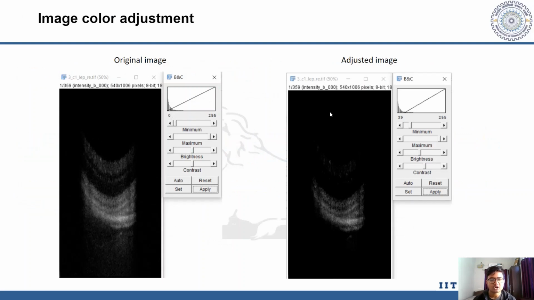Now, as we talked about, I have used a software called ImageJ for all the image processing part. So here's the image color adjustment. This is the original image provided to me by Dr. Mayank Goswami, who is an assistant professor at IIT Roorkee. And this is the adjusted image. You can see I have adjusted the brightness by 39 from 0, and you can see the changes.